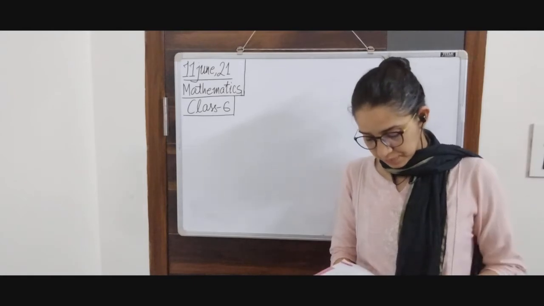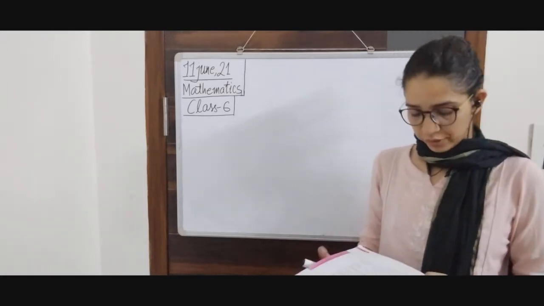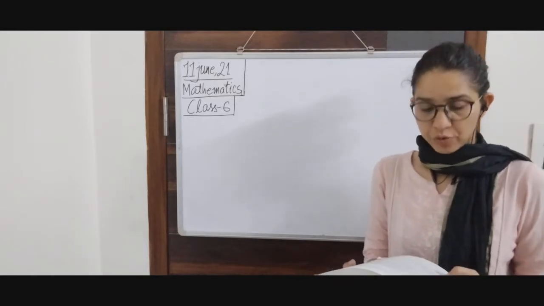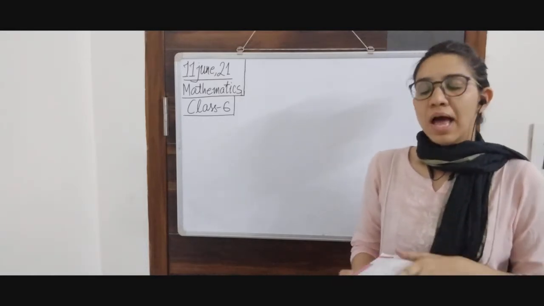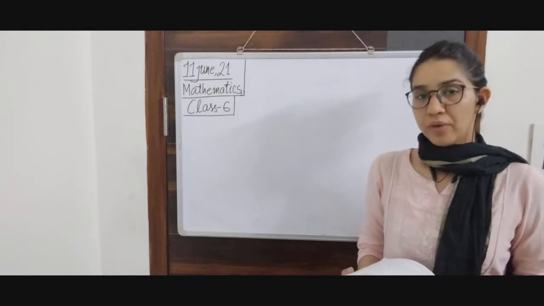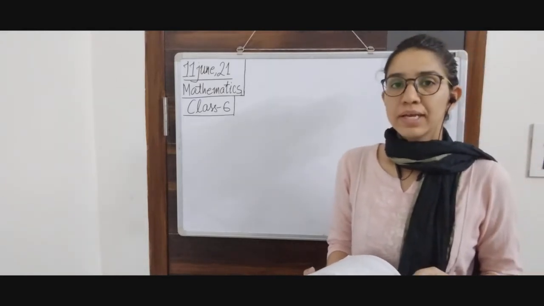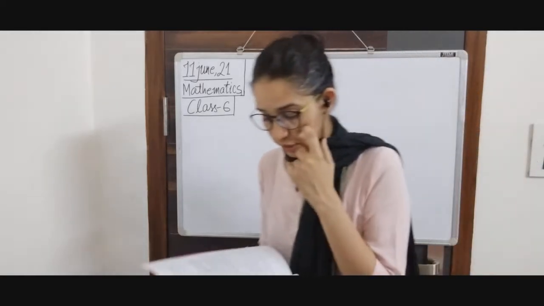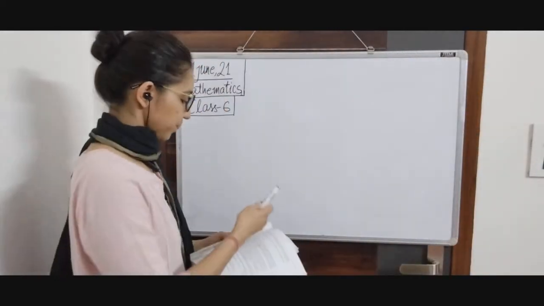Today in this class, we are going to conclude our chapter number 3. We have 2 questions left from exercise 3.7. After that, we will move on to our chapter number 4, that is basic geometrical ideas. So, exercise 3.7, question number 10.